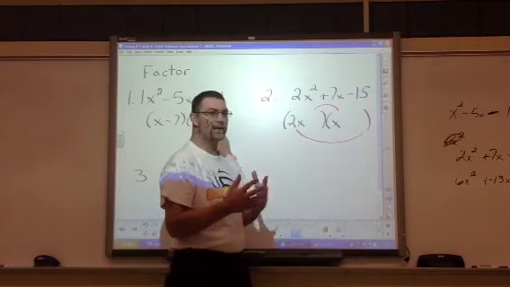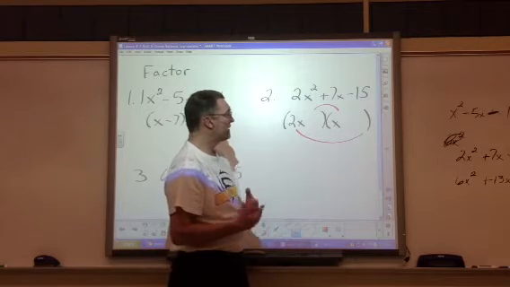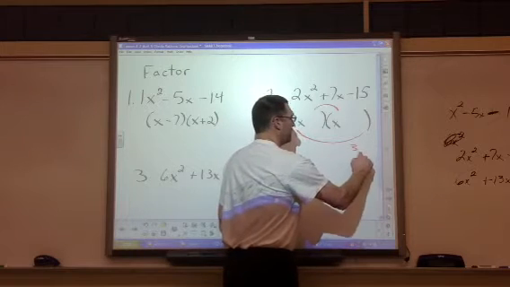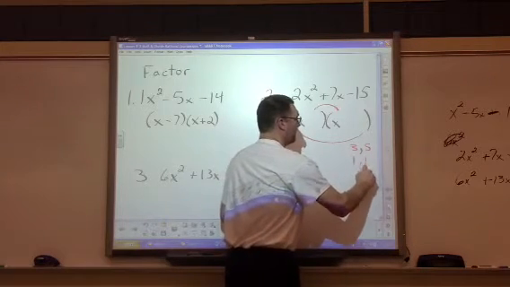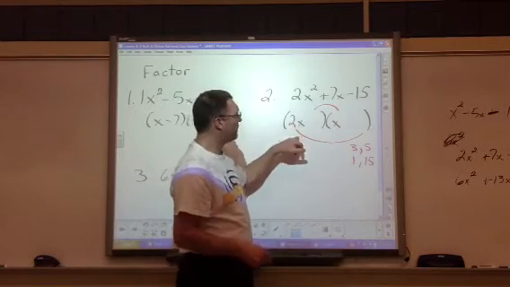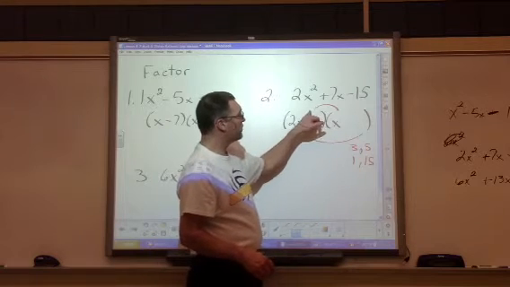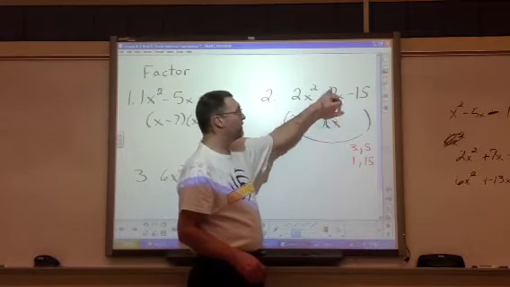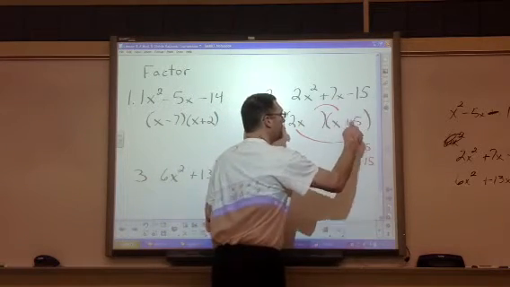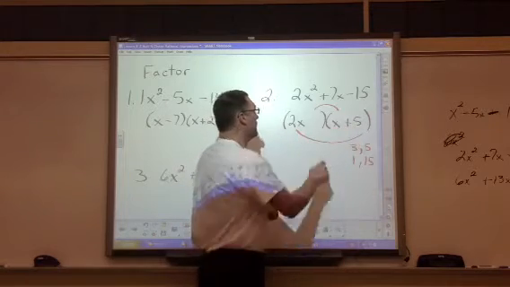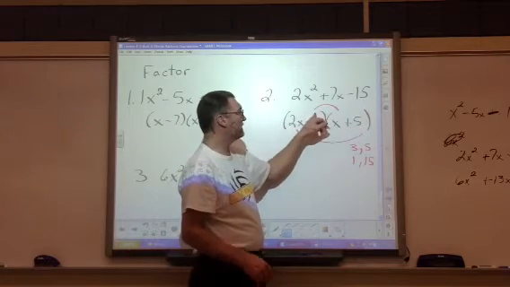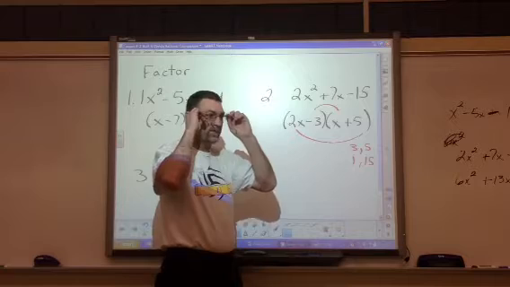So I think about the factors of 15. The factors of 15 are 3 and 5, or 1 and 15. So I want to think about how I can use one of those factors, multiply 2 by it, and subtract 1 times the other one and get positive 7. So to do that, in this case, I would have a positive 5 here. So you get 2 times 5 is 10, and negative 3 here. So I have 10x minus 3x, which is a positive 7x.